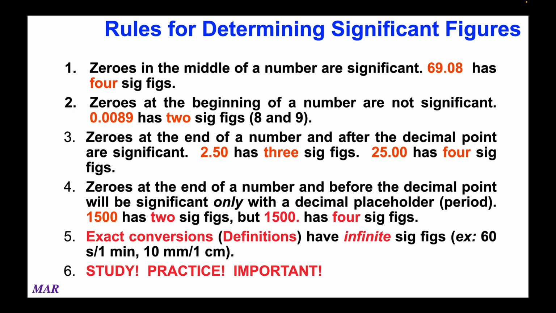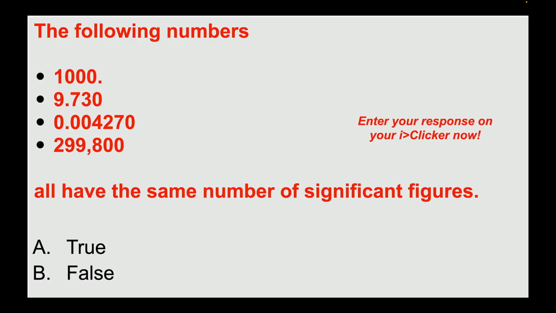As an instructor, I take off a lot of points for people not paying attention to sig figs, and it's really important in this very experimental field. So take some time, go through the examples in the book and the other resources that I have in the companion and online to make sure that you've got the sig fig thing down. It's very, very important. So here's some numbers, and the question is, do they all have the same number of sig figs, true or false?